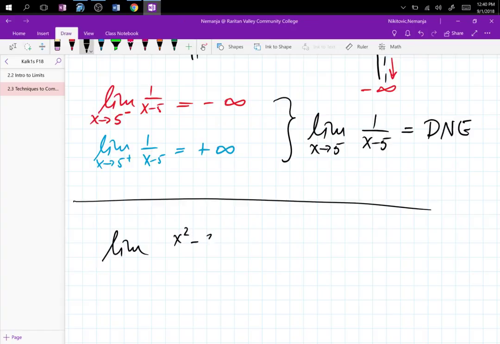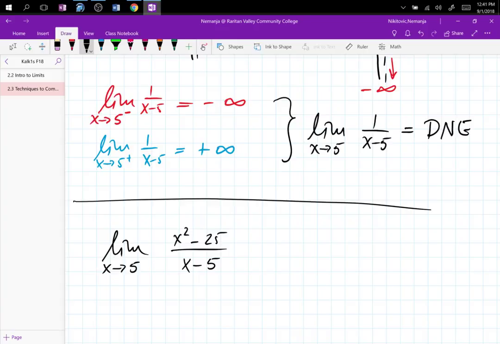Limit of x squared minus 25 over x minus 5 as x goes to 5. Do we plug in? No. Why not? Because 0 in denominator. Very good. So what should I do? We could graph. Can we do anything else? Simplify. Use the algebra.